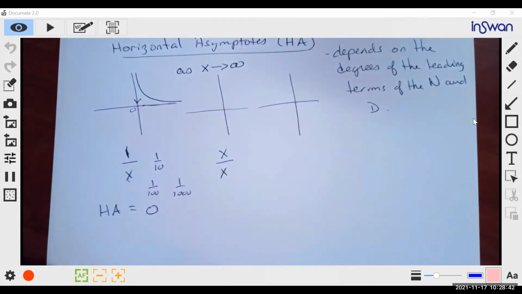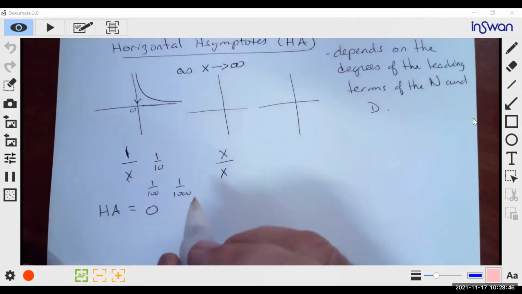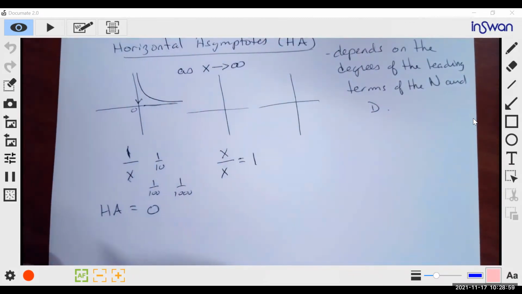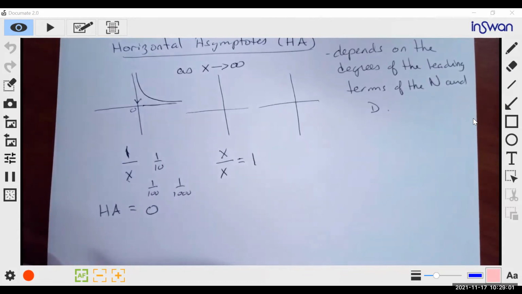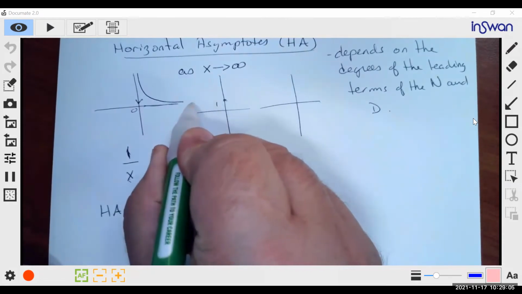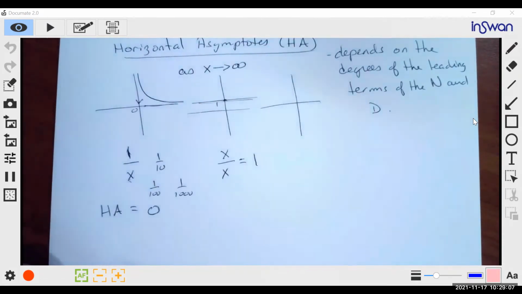If there's an equal number of x's in top and bottom, what's the answer? X divided by x is what? 1. They cancel. So my horizontal asymptote would be 1. It's this asymptote.